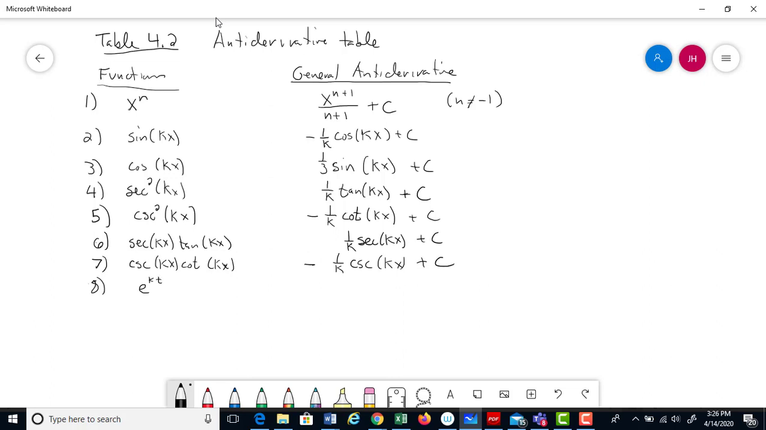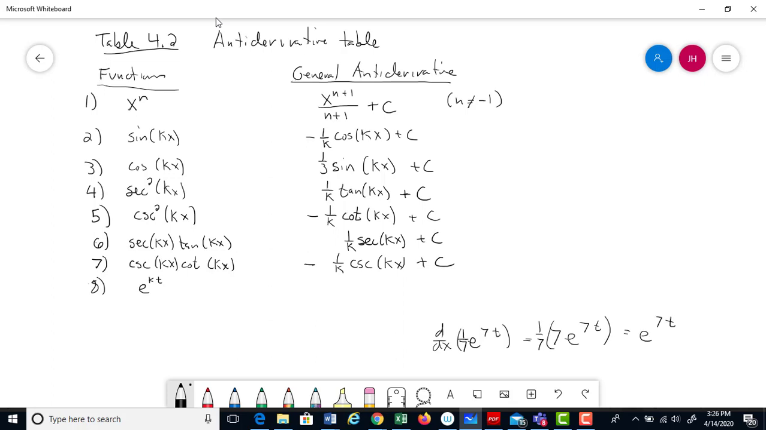Now, for instance, if I want to know what's the derivative with respect to t of e to the 7t, well, you know that this is going to be equal to e to the 7t multiplied by 7. So that would be the derivative, but what I want is just e to the 7t. So in order to get rid of that 7, if I put a 1 over 7 right here, this would just be equal to e to the 7t.